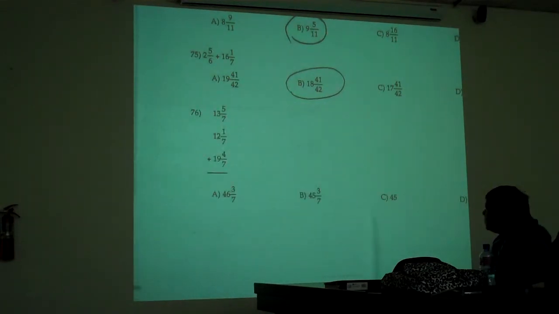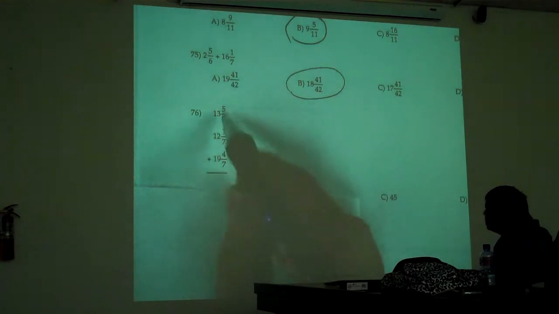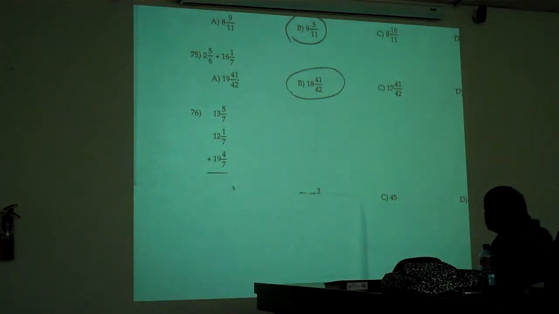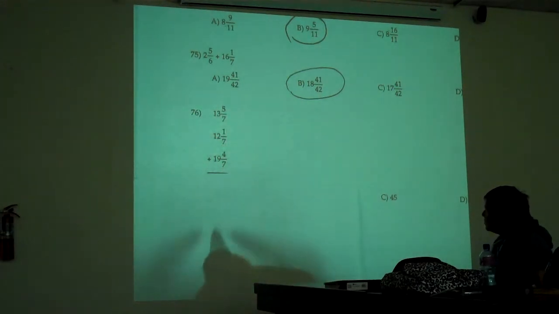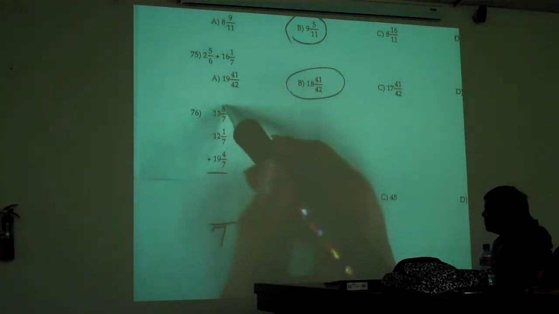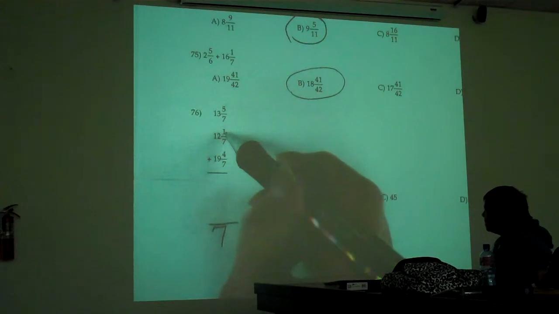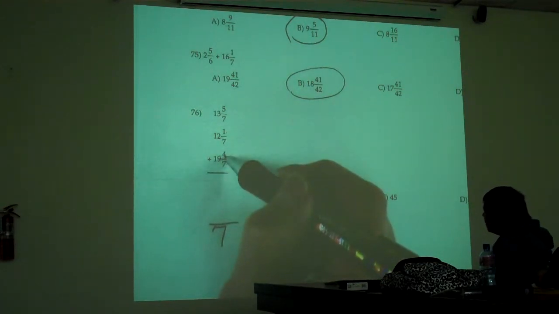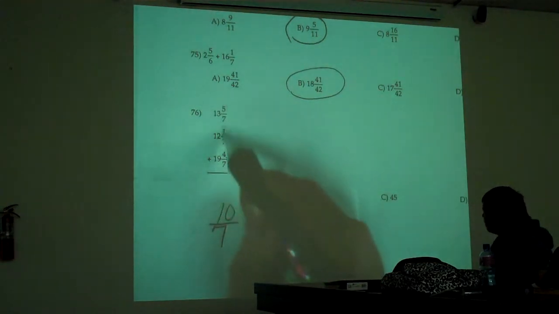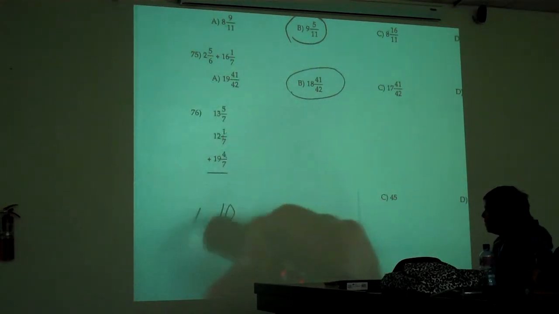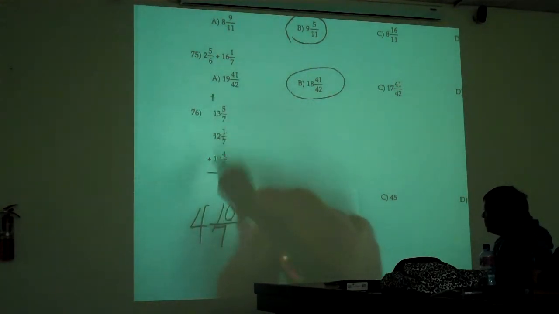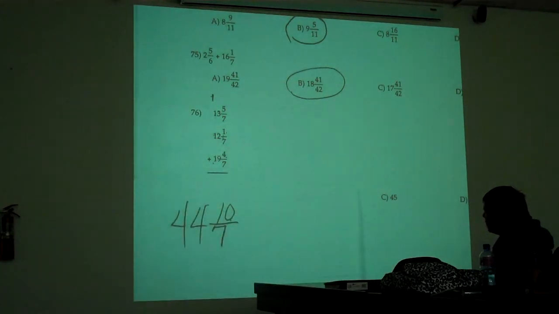Okay, 76. We have 3 numbers. They all have the 7th on the bottom, so we don't have to worry about common denominator. We have 5 plus 1 is 6 plus 4 is 10. So the fractions add up to 10 sevenths. 13, 12, and 19. 44. 9, 10, 11, 12, 13, 14. 1, 2, 3, 4. 44 and 10 sevenths.